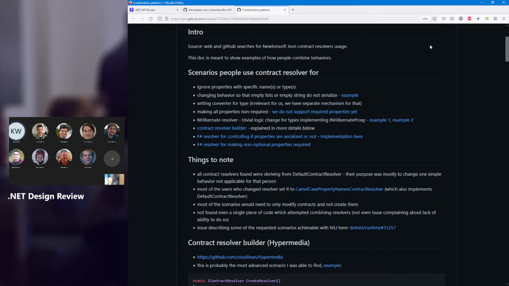The idea here is most of the people do it through such a way that they derive from the default JSON resolver, JSON contract resolver. Anyway, they derive from that. They change really simple behavior and then just use that.